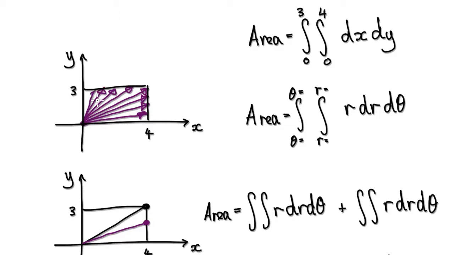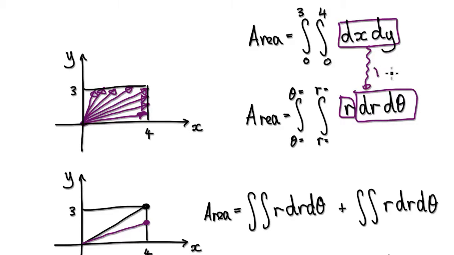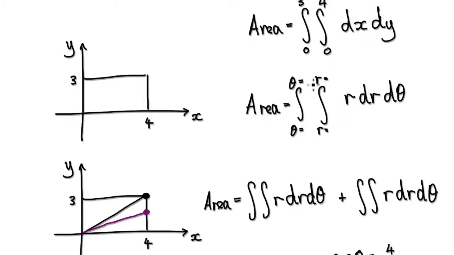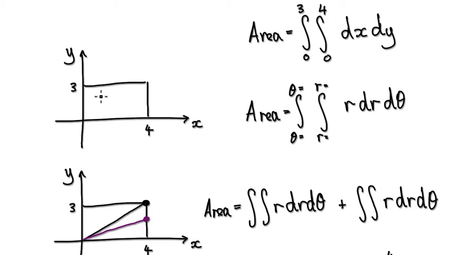To convert from Cartesian to polar, you need to change this into r dr d theta, and I've already explained why this is the case. Now we need to establish the radius from what to what, and the angle from what to what. But in order to evaluate this in polar coordinates, we need to cut this region up into two different regions.